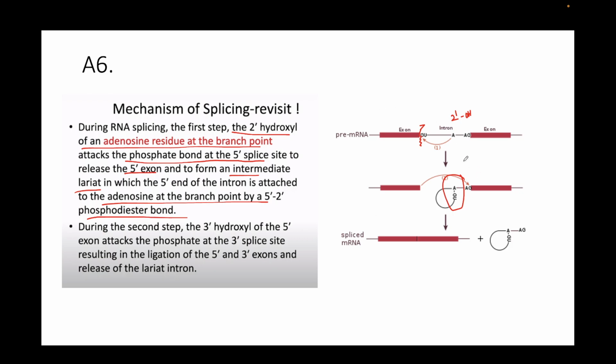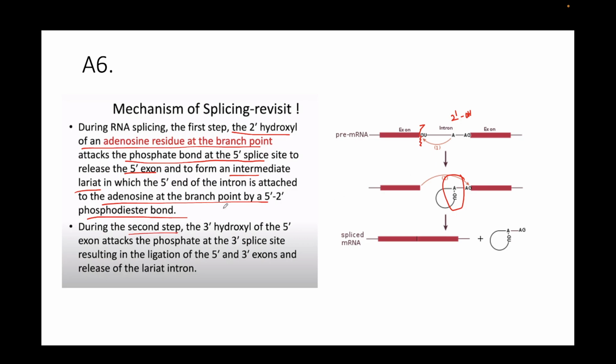Okay, this is the first step of group 2 intron splicing, where the branch point 2'-OH position attacks the 5' site so that the phosphodiester bond breaks, and the GU or AG, whatever it is, forms a phosphodiester bond here at the branch point of adenosine with adenosine.